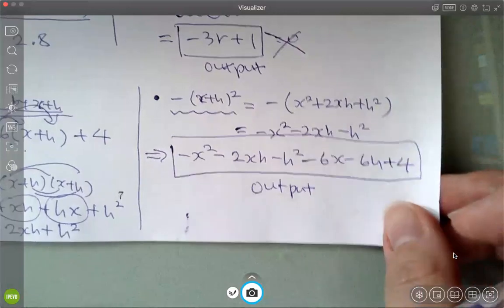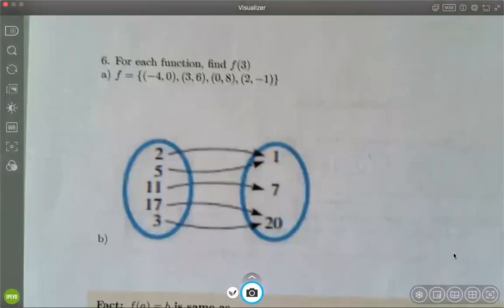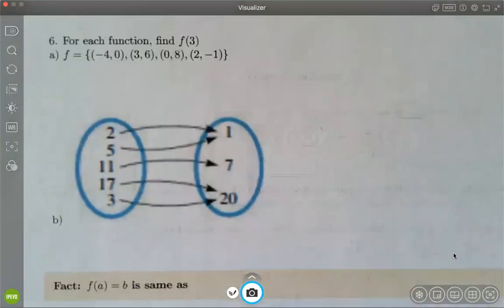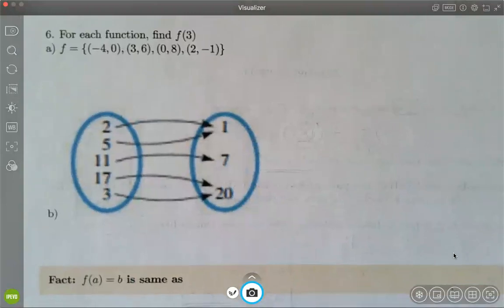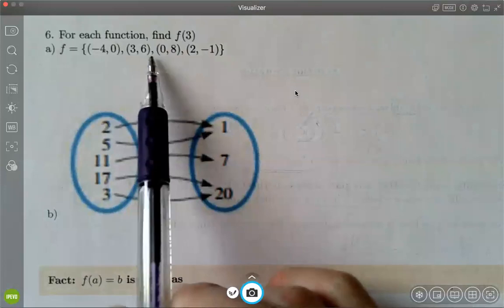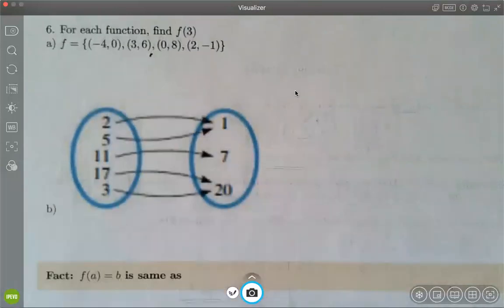Okay, so now let's do these two problems which don't take a long time at all. So for each function, find f of 3. Okay, so now, usually, or so far, our function had an equation, okay? But here we just don't see any equation at all. Or rather, this is the relation. How can we use that to find f of 3? Can you see what f of 3 is from this relation?